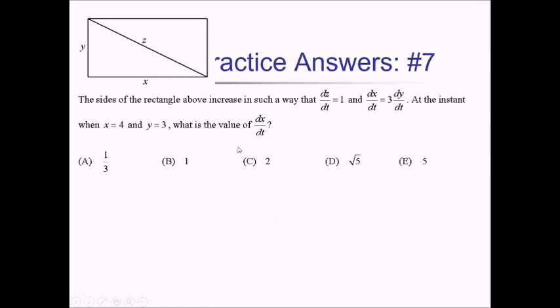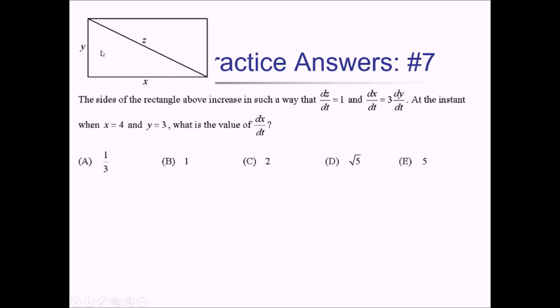On this no calculator problem, we have the sides of a rectangle above increasing in a way such that dz over dt is 1, dx over dt equals, well, this is kind of interesting, 3 times dy over dt. And the instant when x is 4 and y is 3, we want to know the value of dx over dt. Well, all these rates of change imply that we're doing a related rates problem. So we need to start with an equation that ties all of these quantities together, differentiate with respect to time to get all these dt fractions, and then we can solve for the dx over dt that we're looking for.